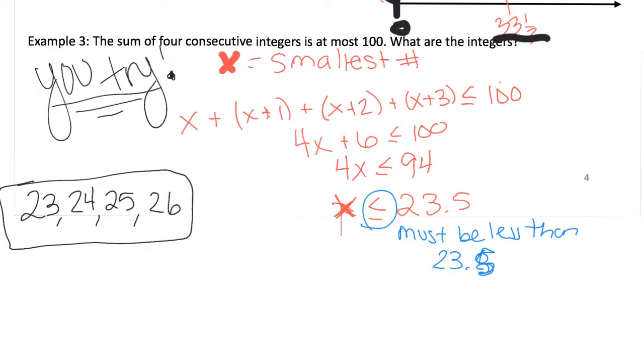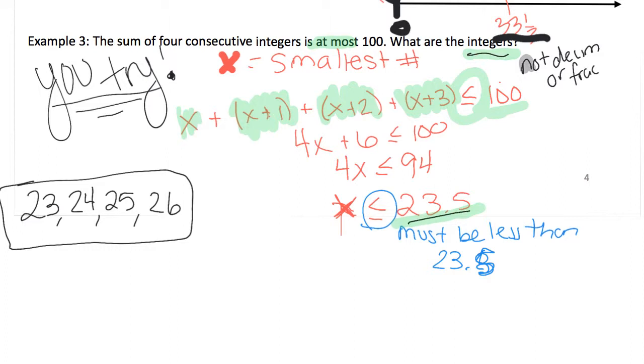All right, so now that you're done, we have the 4 consecutive integers: the first one, second one, third one, and the fourth one. We added them all up, and they were at most 100, so that's why it's this and 100. You get x is at most 23.5, but an integer is a whole number or a negative whole number. Integers are not decimals or fractions. So we can't leave it at 23.5, and we can't round up to 24 because it has to be less than that. So our answer is 23 for x, and then 24, 25, and 26 are the next consecutive integers.